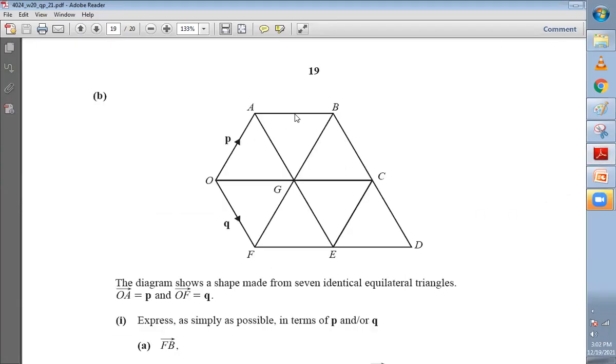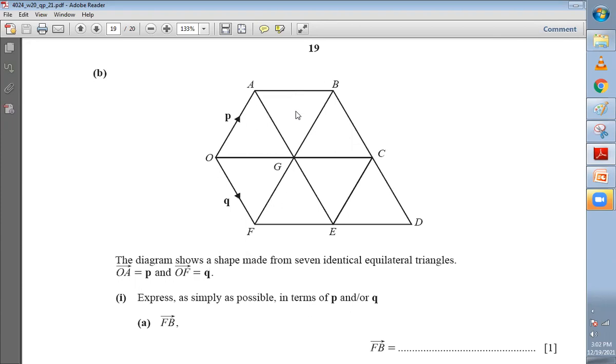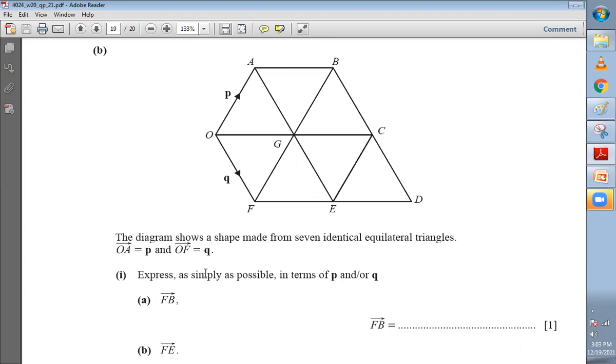Okay, so that was a 2-mark question. Now here we have a question, and it says the diagram shows a shape, and the shape is made from 7 identical equilateral triangles. OA is p, and OF is q. Express as simply as possible in terms of p and/or q, FB. That's the first part. F to B, FB. They want you to find out this FB.